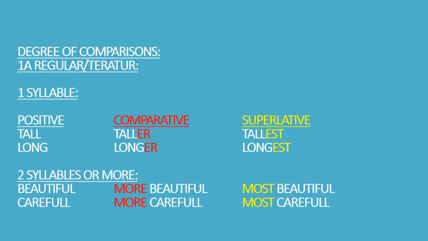Degrees of comparison are divided into regular and irregular ones. And also, they are divided into one syllable and more than one syllable. Let's see the one-syllable ones first. The positives tall and long both carry one syllable. For the positive tall, the comparative becomes taller, and the superlative becomes tallest. For the positive long, the comparative becomes longer, and the superlative becomes longest.